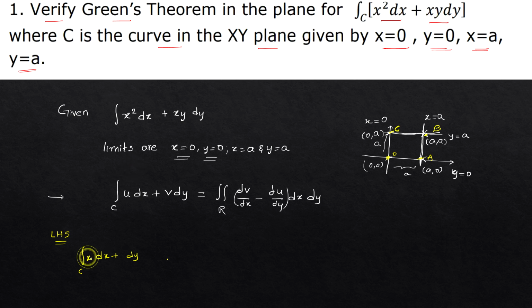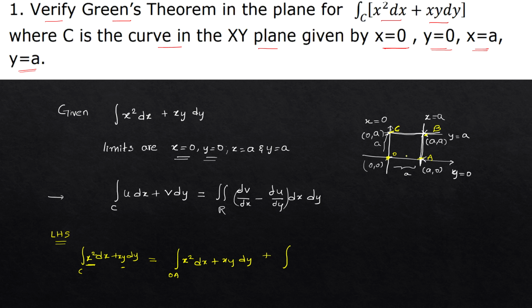So x square dx plus xy dy. Now this thing we have to find out over the entire region, the entire closed loop. Here C means the entire closed loop OABC. That means we have to find the integral over the OA region of x square dx plus xy dy, plus the integral over the OA limit. OA line is finished.